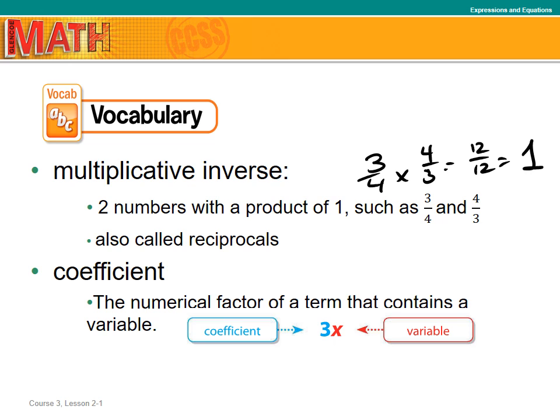Coefficient, the numerical factor of a term that contains a variable. So the variable in this example here is the x. The coefficient is the number, the numerical factor that is next to that variable. In this case, what this means is 3 is being multiplied by x.